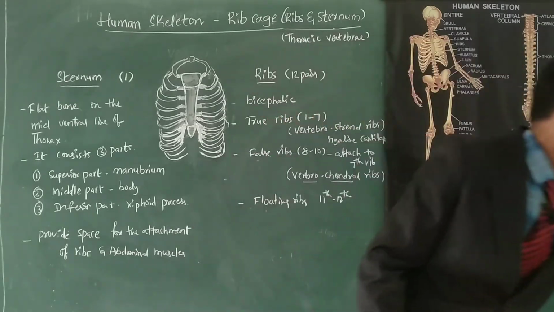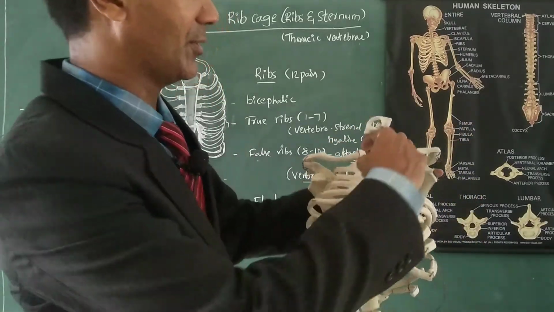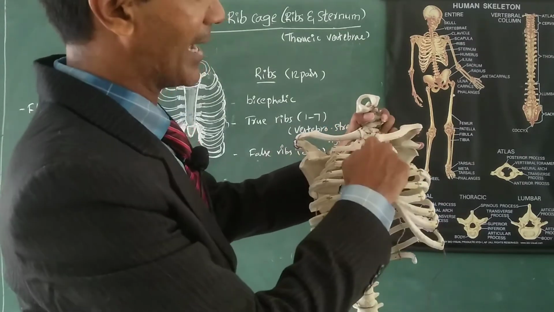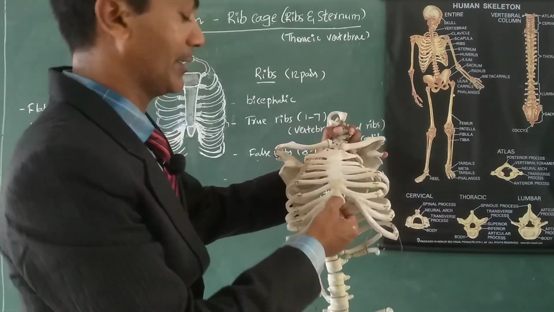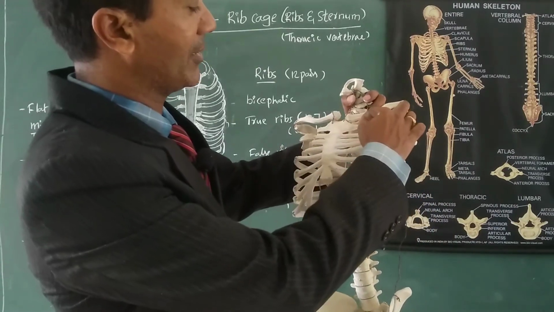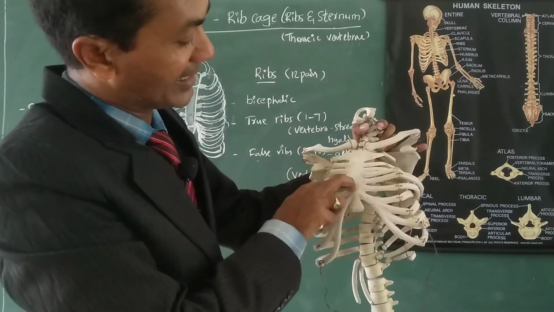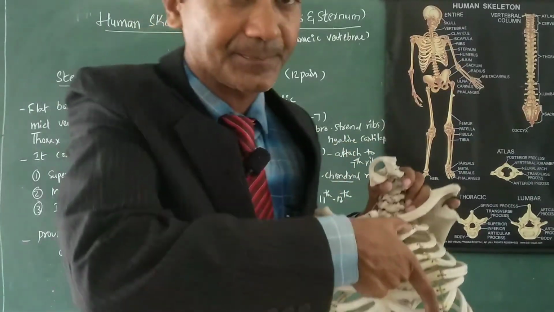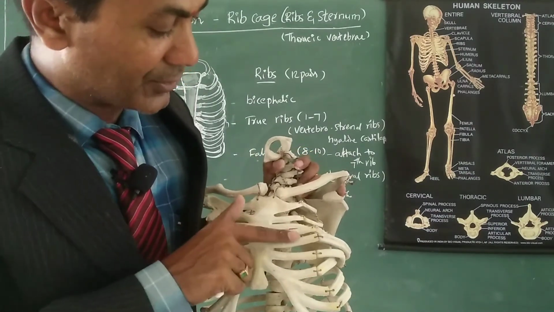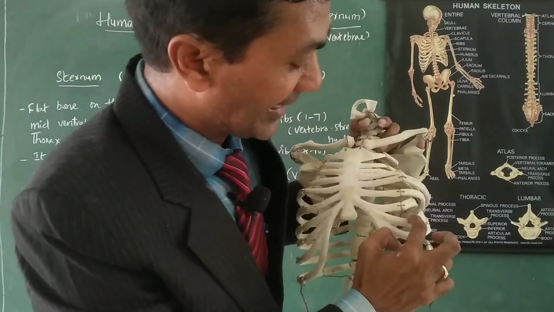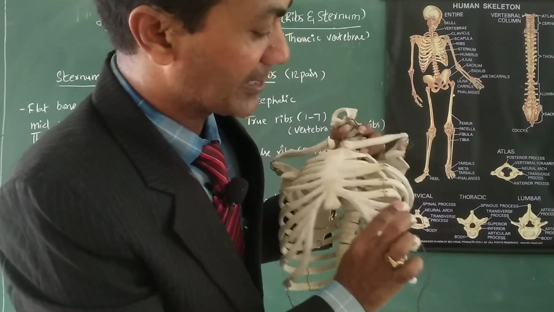Now I will show the ribs, how they are. First I want to tell you the sternum. This is the sternum. The front, superior part is the manubrium, the mid part is called the body up to here, and this part is called the xiphoid process. Now see, children, 1, 2, 3, 4, 5, 6, 7. These 7 ribs are directly attached to the sternum, so they are called true ribs. Then the 8th, 9th, 10th ribs are connected to the 7th rib, so they are false ribs.